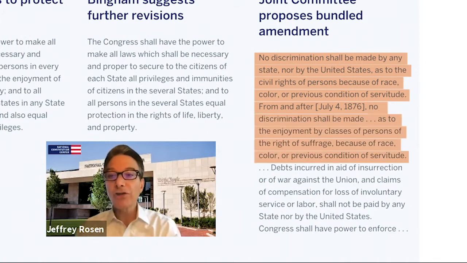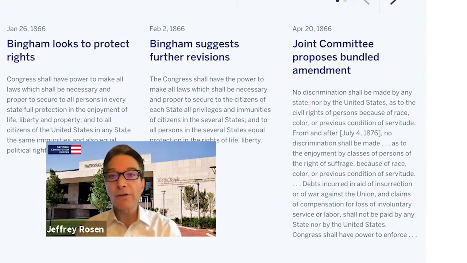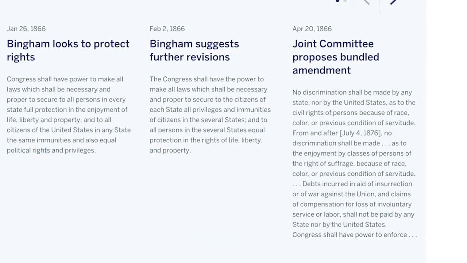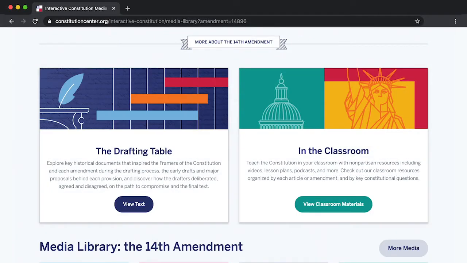No discrimination shall be made as to the enjoyment by classes of persons of the right of suffrage because of race, color, or previous condition of servitude. Of course, that provision didn't pass, and we had to wait until the 15th Amendment in order to see African-American male suffrage protected by the Constitution, and then the 19th Amendment to guarantee women the right to vote. So that's the drafting table provision.